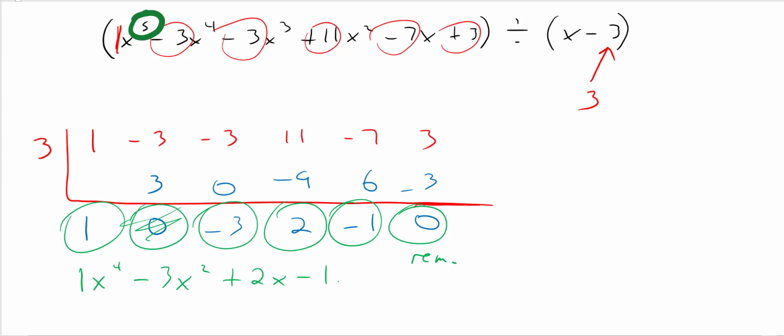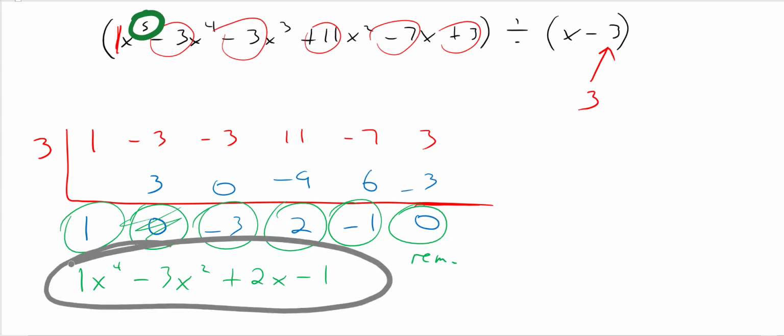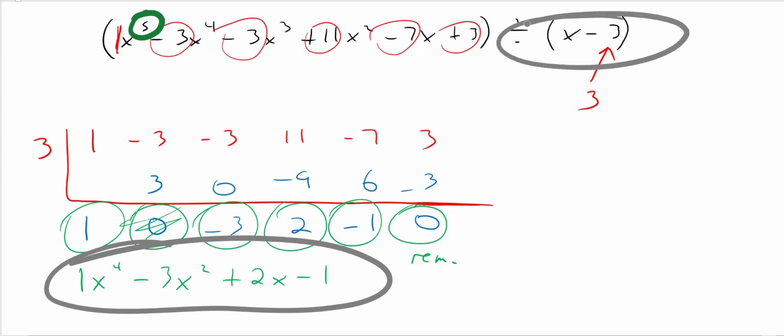So again, if I multiply this out, if I multiply this times that, I'll get the original problem: 1x to the 5th minus 3x to the 4th, blah, blah, blah. Okay? All right, it's not too bad. Okay, let's do one that has a remainder, just to show you what happens here.